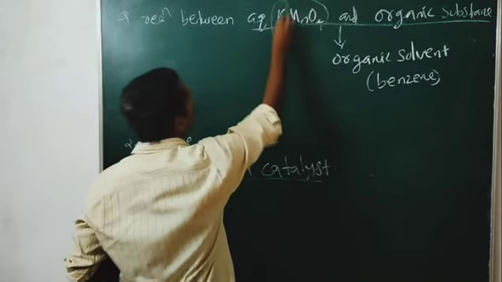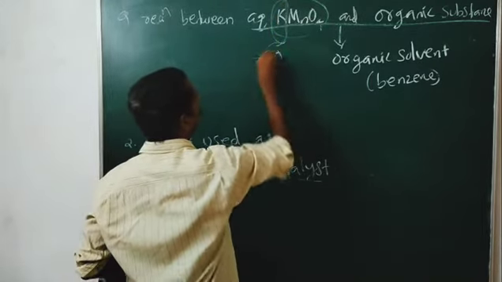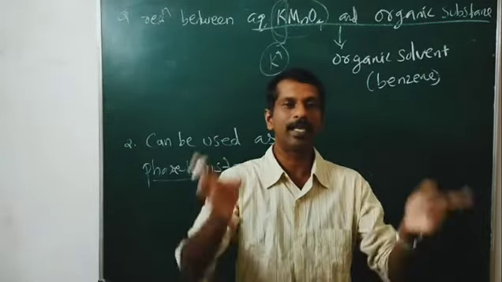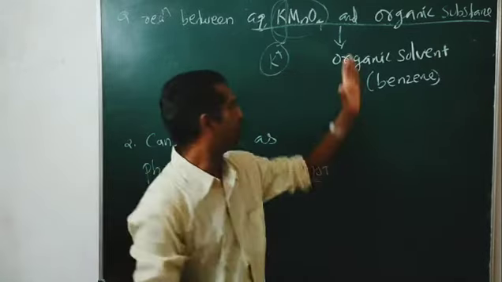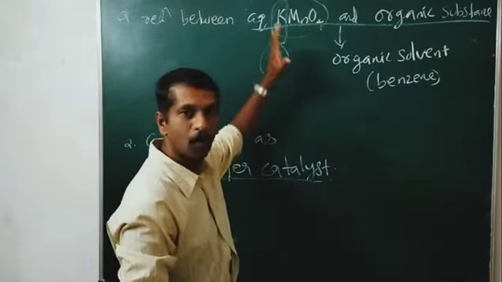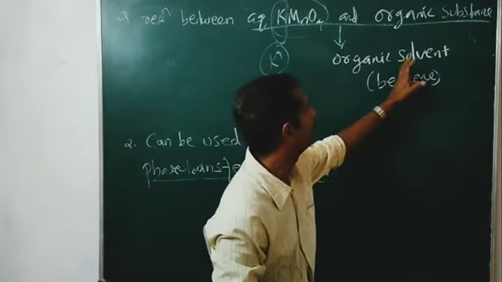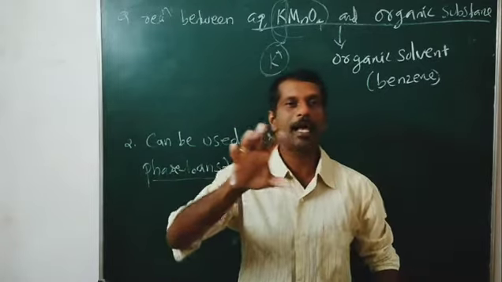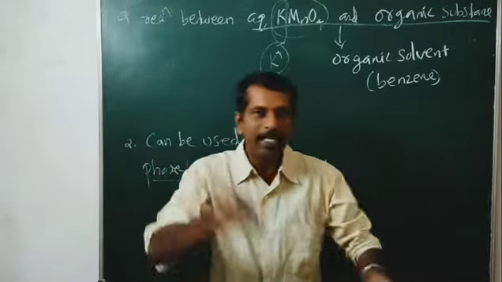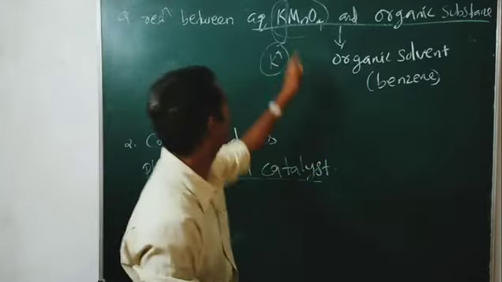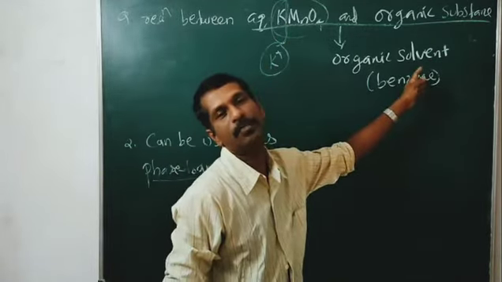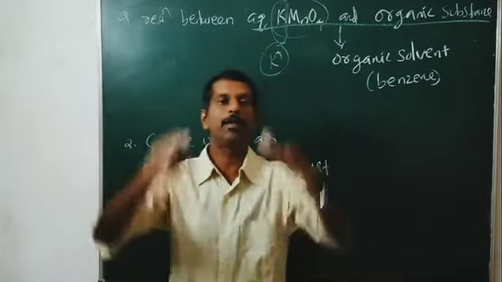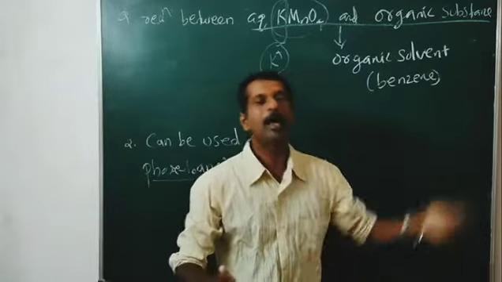The crown ether will separate these K plus ions, or the crown ether will dissolve the K plus ions, and hence you can see that the crown ether is dissolving KMnO4 or K plus ion, and the organic solvent is dissolving the organic substance. By that way, the crown ether can maintain a homogeneity between these two phases, that means aqueous phase and organic phase. Clear? So in organic solvent, only the organic substance is dissolving, KMnO4 will not.